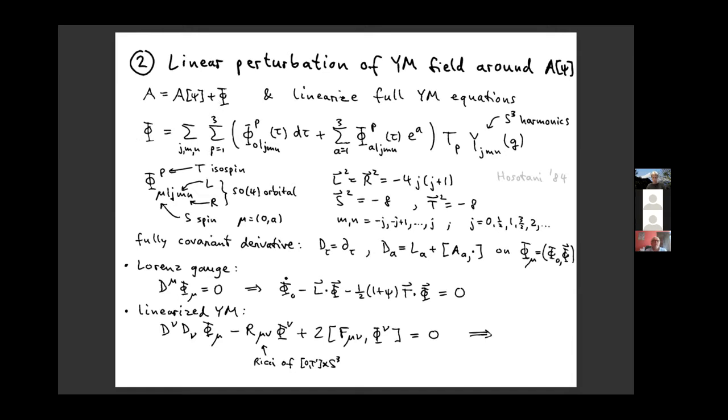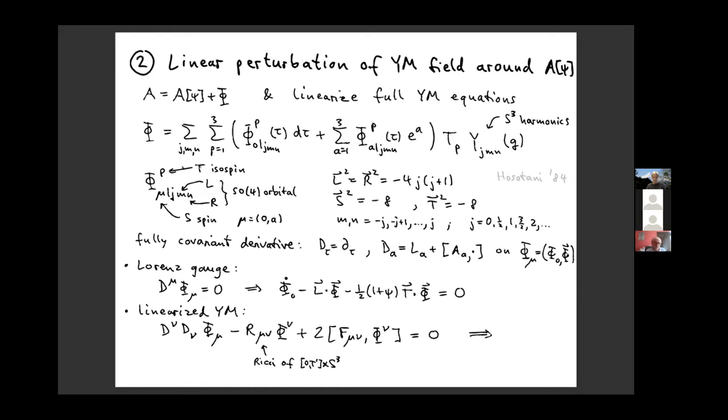So this phi has several indices. I expand it here into the group generators, into the one forms or the tau, and into a full set of S3 harmonics. This is a spin, and these are two other quantum numbers labeling these S3 harmonics. So the components of this perturbation are denoted by phi here, and they carry these various indices, and they're just functions of the conformal time tau.